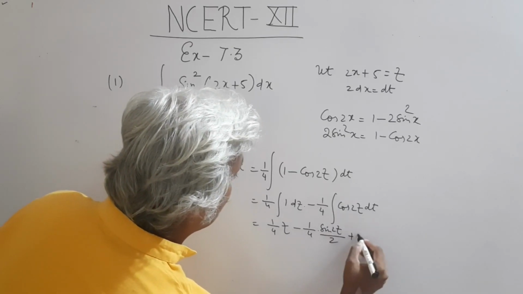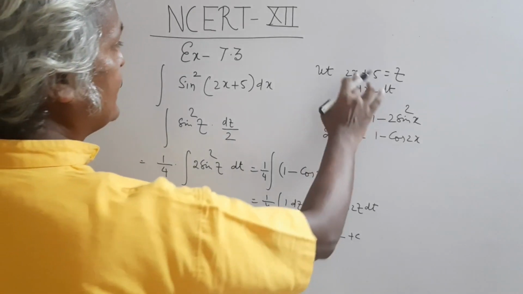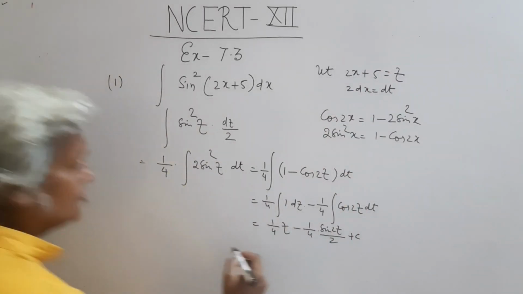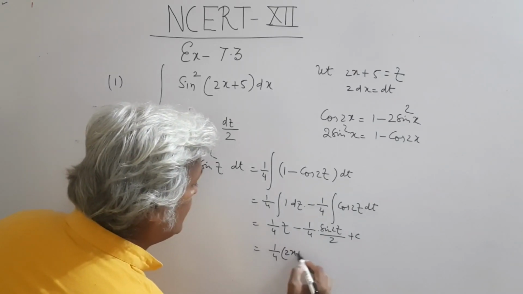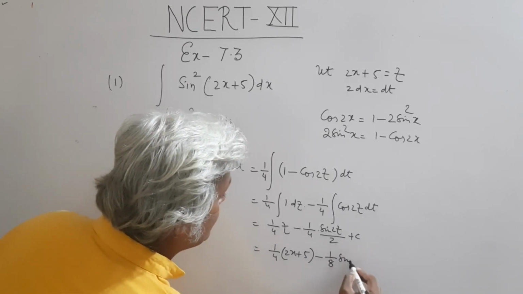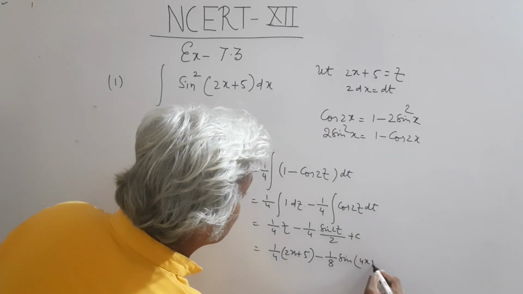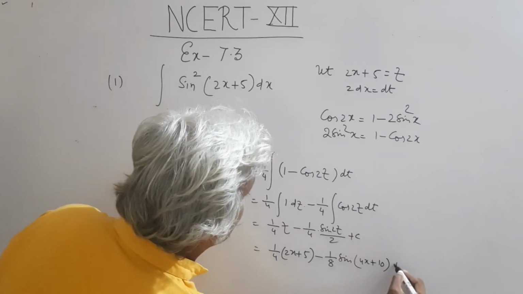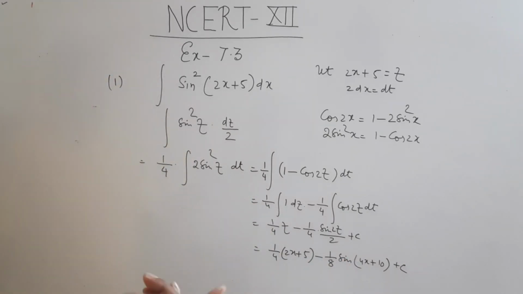over 2 plus c. Now for the final answer, I have to substitute the value of t as 2x plus 5. So there it goes, 1 by 4 (2x plus 5) minus 1 over 8 sine 2 times t, that makes it sine (4x plus 10) plus c. This is your final answer. Now I go for question number 2.